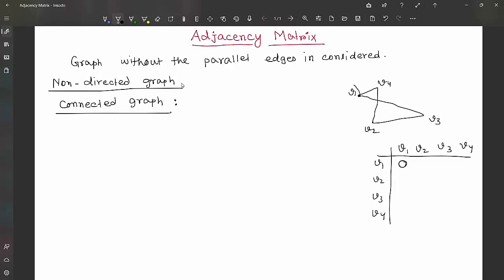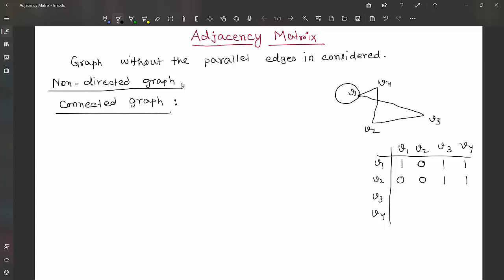There will be an edge if there is a self loop in this V1. So if we consider one self loop in V1, then there is one edge connecting this V1 and V1, then we put 1. And then V1 to V2, there is no direct edge, so that's why we put here 0. Then again V1 to V3 there is one edge, so we put 1, and V1 to V4 there is also one edge, so we put 1. Similarly, from V2 to V1 there is no edge, so there is 0. Then V2 to V2 there is no edge, so this is 0. Then V2 to V3 there is one edge, 1, and V2 to V4 there is also one edge.